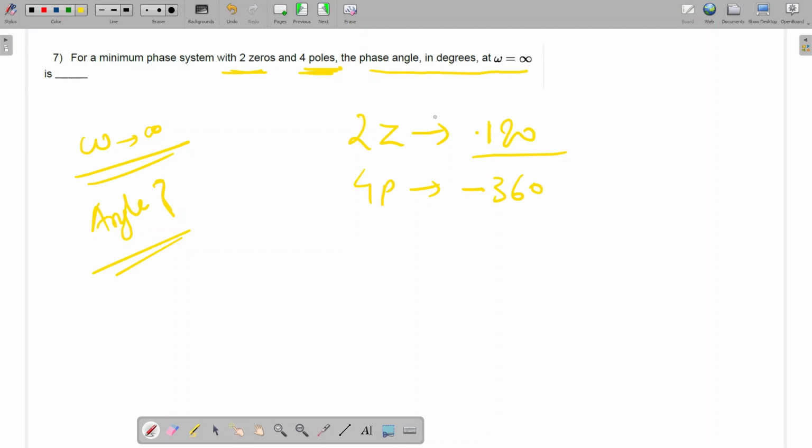Is it correct? One pole, how much? Minus 90. So minus 90 taken for 4 poles will be minus 360. So the total angle contribution will be minus 180. Correct one. Is it clear to all? Clear up to now? Okay, so moving to the next question.